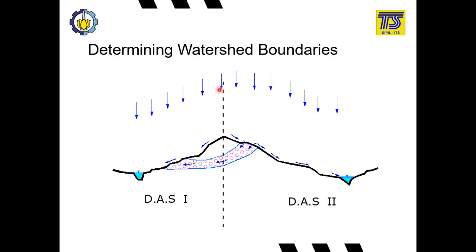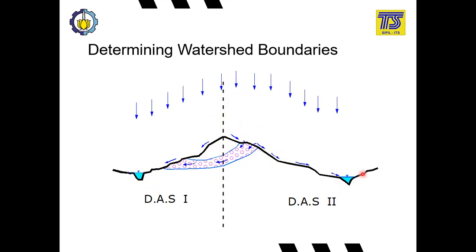And if the rainfall is happening above Mount Batok, we can see that there will be two watersheds, because the highest point of the mountain will be the boundary. From here, the water will be going left to this lowest river. And from here, it will be going right to this lowest river.